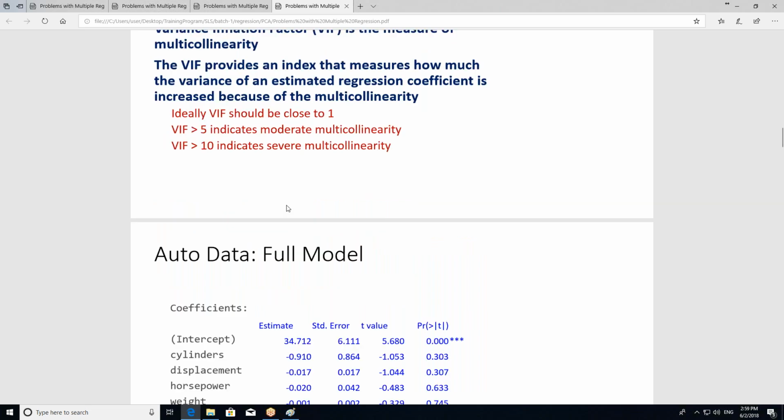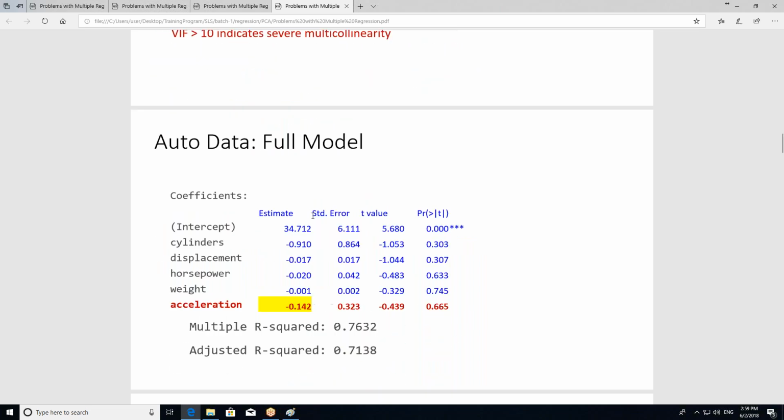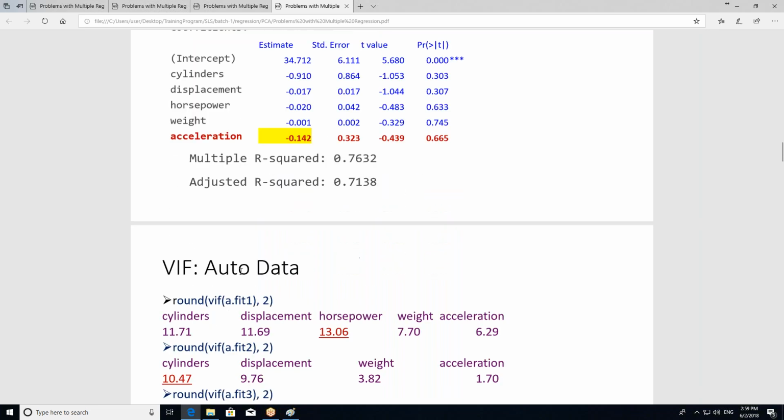Let's see here. See, the estimate for acceleration is negative. Others are negative. I think you guys have already told. So it is negatively related. It has given acceleration also negative, where in reality it is positive. So I got the multiple R-square and I got the adjusted R-square. Now see what the VIF is for the auto data.